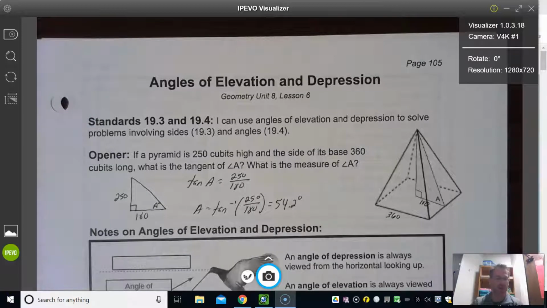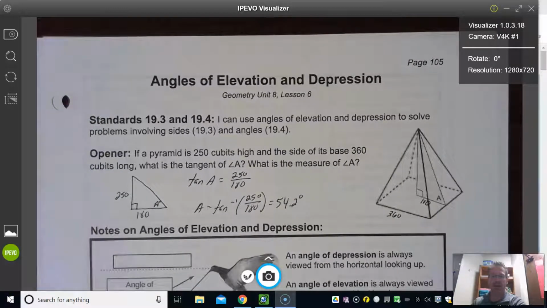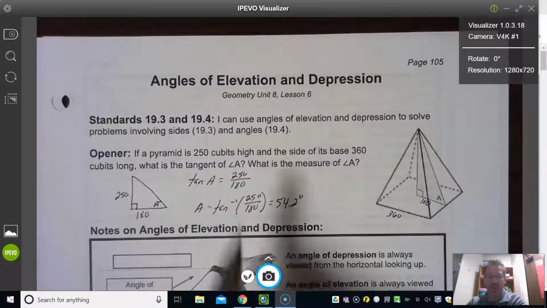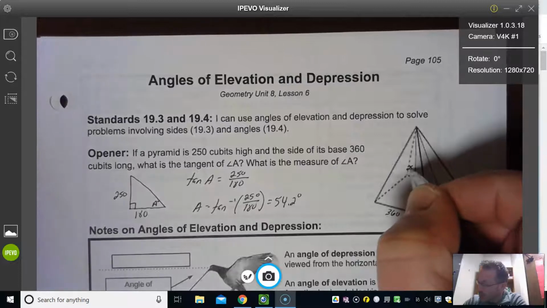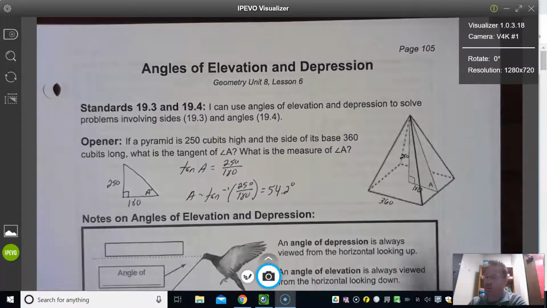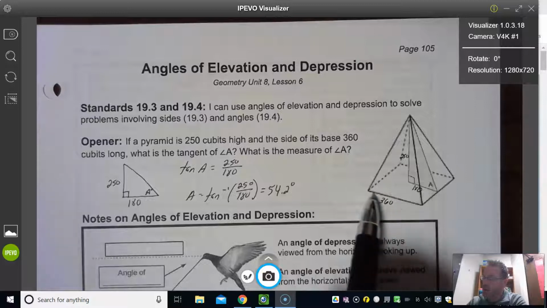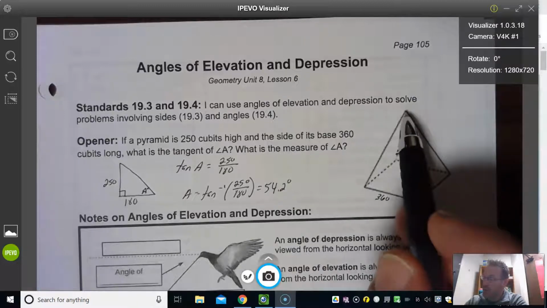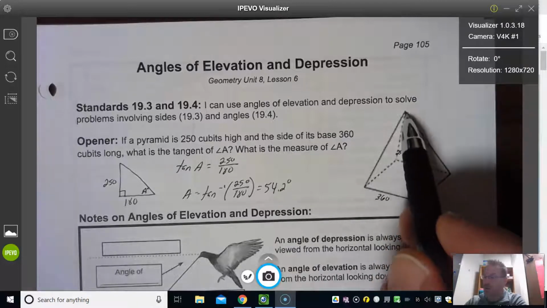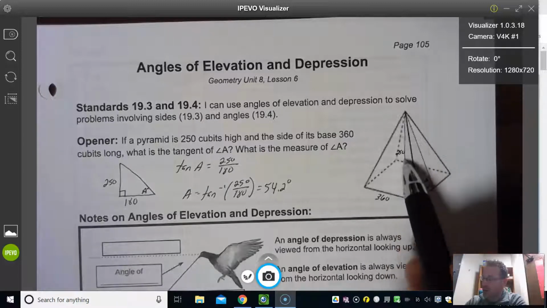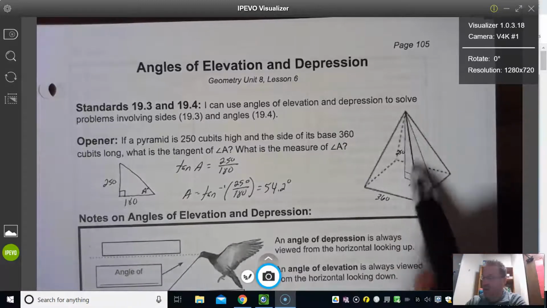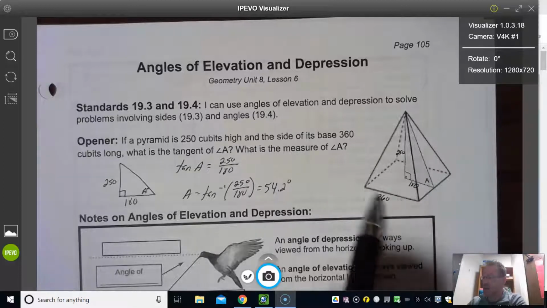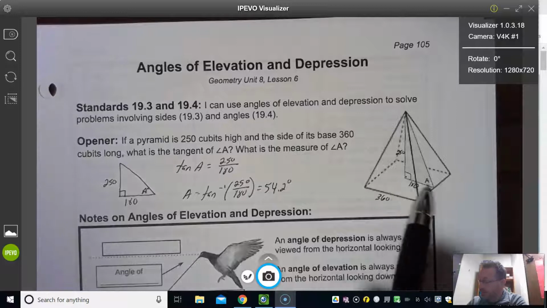All right, so let's take a look at the work here. And notice there's a little bit of work that you have to do. So we know that the pyramid is 250 cubits tall, and that would be this height right here, 250. Now notice it tells us that the base is 360 cubits long, and we're assuming this is a square. And we're assuming also that this is a right pyramid, so the point here is directly above, perpendicular distance above, the center of the base.